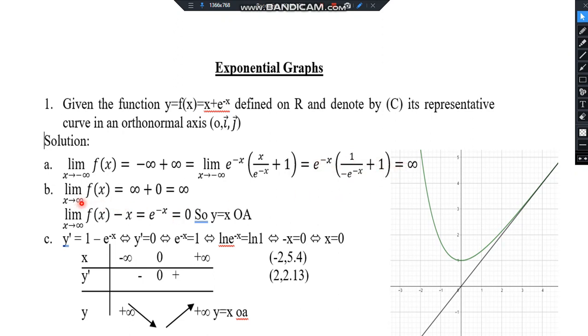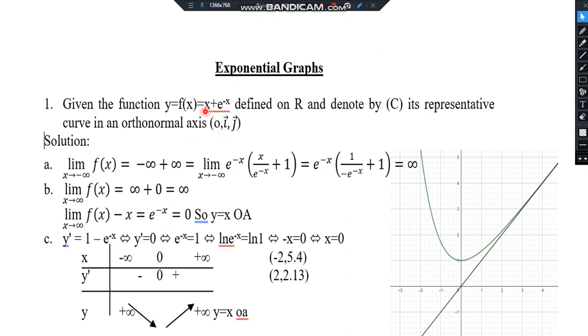And now if you do the limit at plus infinity, e power minus infinity is 0. 0 plus infinity is infinity. Now I'm asking you to prove that y equals x is an oblique asymptote at infinity. So we do f of x minus x. What is left is e power minus x. E power minus infinity is 0. So y equals x is an oblique asymptote.